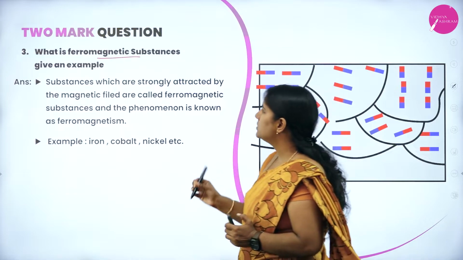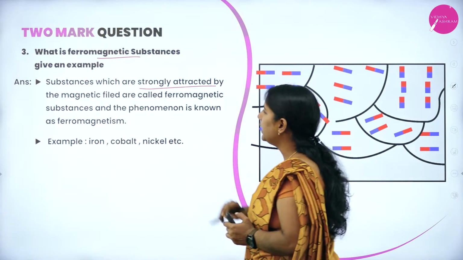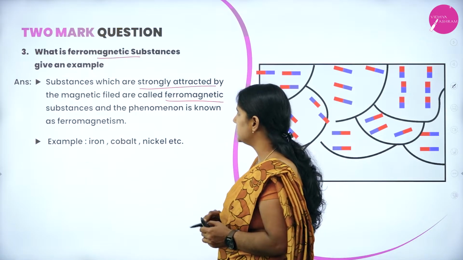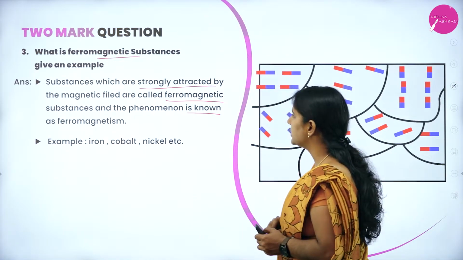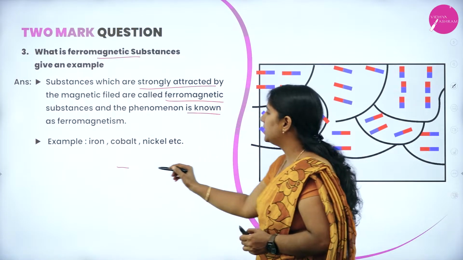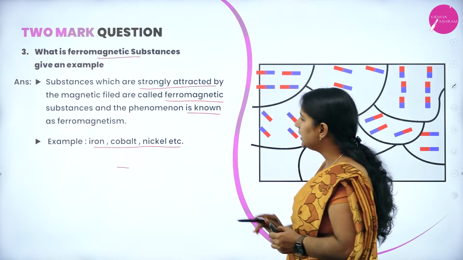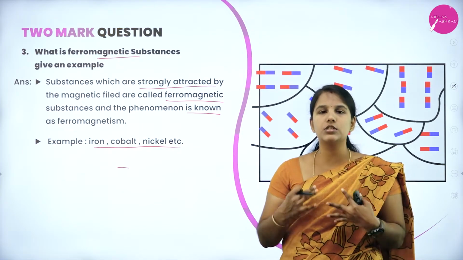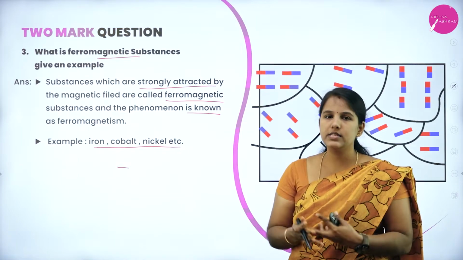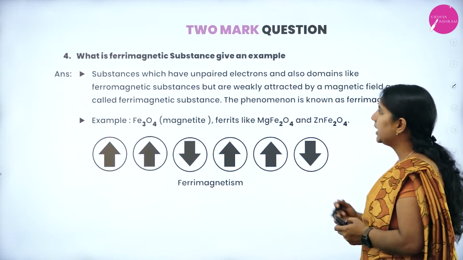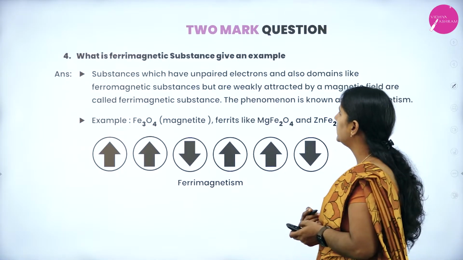So, the substances which are strongly attracted by the magnetic field are called ferromagnetic substances, and the phenomenon is known as ferromagnetism. Examples: iron, cobalt and nickel. These are solid substances which show a greater attraction towards a magnetic field, hence they are known as ferromagnetic substances. Next, what are ferrimagnetic substances?